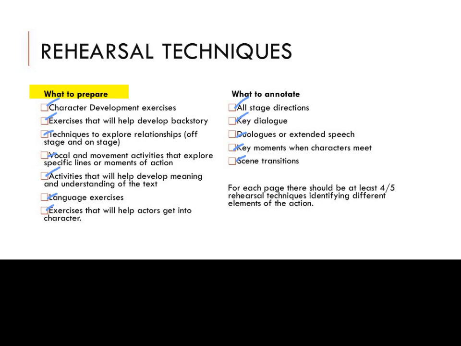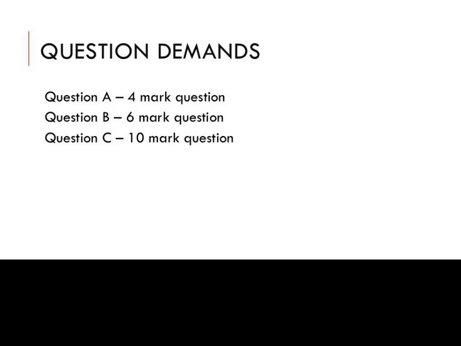Overall, you should have at least 4 or 5 rehearsal techniques, identifying different elements of the action for each page, at least, possibly small. Let's take a moment and think about what the 3 questions you're going to be asked in Section A are. You've got a 4-mark question, a 6-mark question, and a 10-mark question, which is a mini essay.